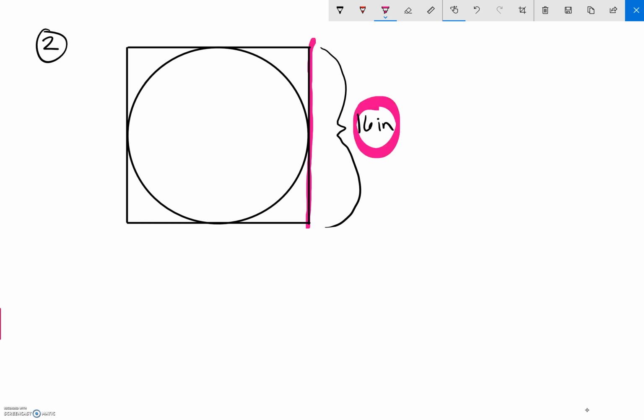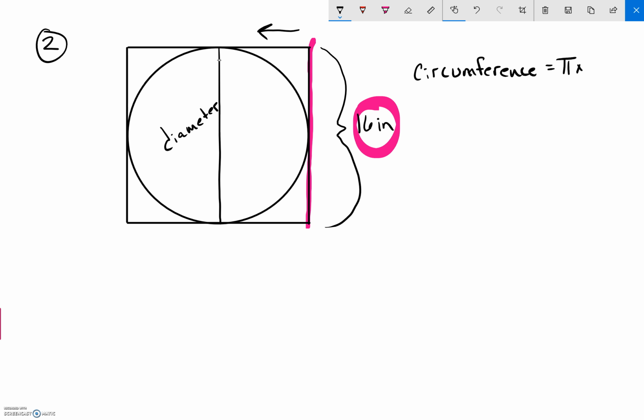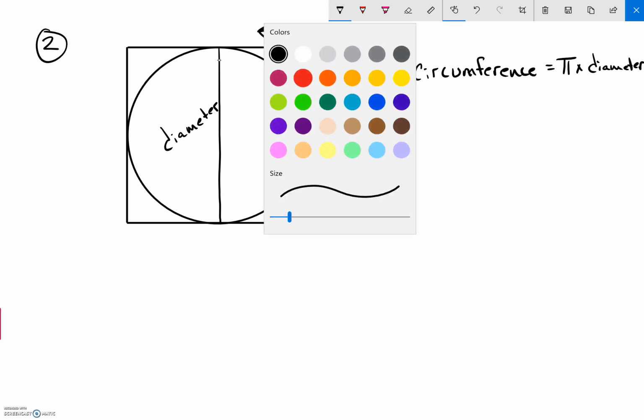If you slid that line over to the center of the circle, it would be here, if we could somehow move it. So that 16-inch line is equivalent to the diameter of the circle. So if they want us to find the circumference, and they do, we're going to use the formula for circumference, and that is circumference equals pi times diameter. Same formula every time.